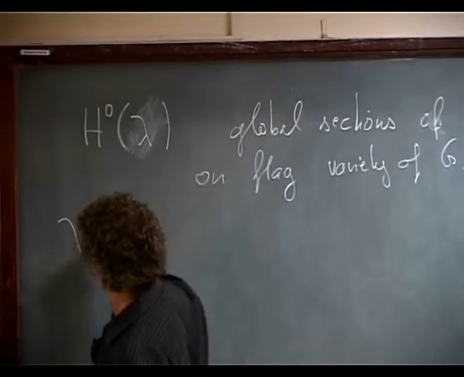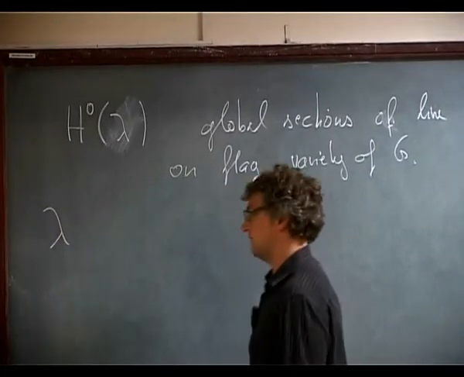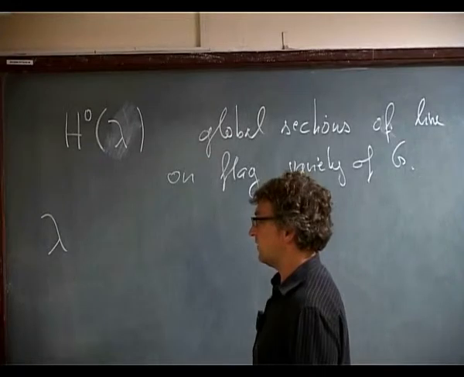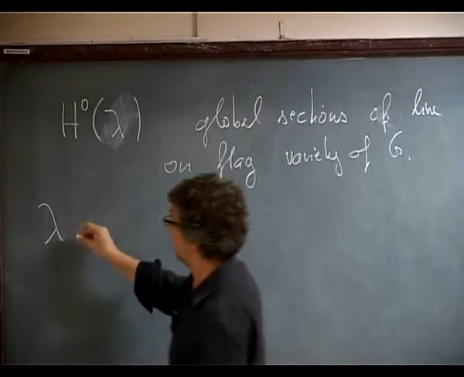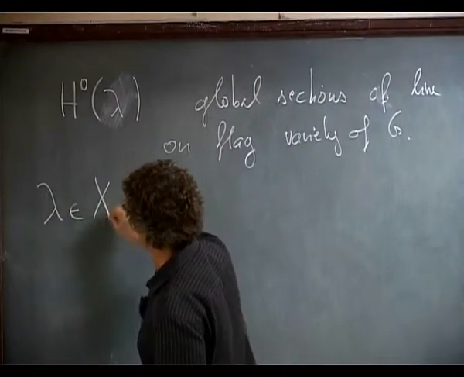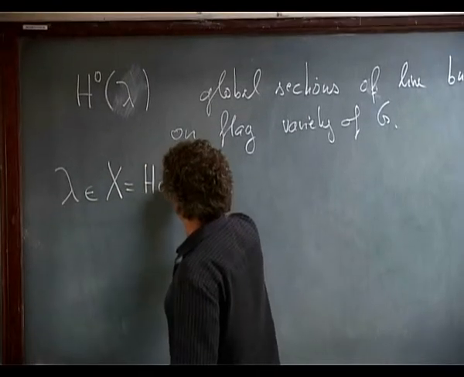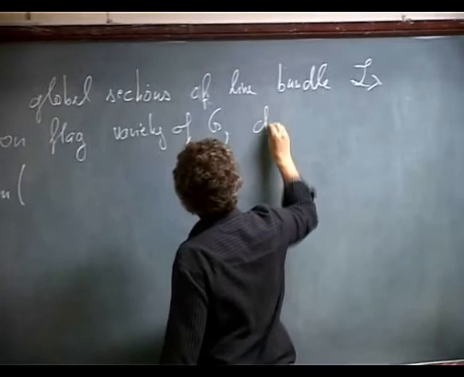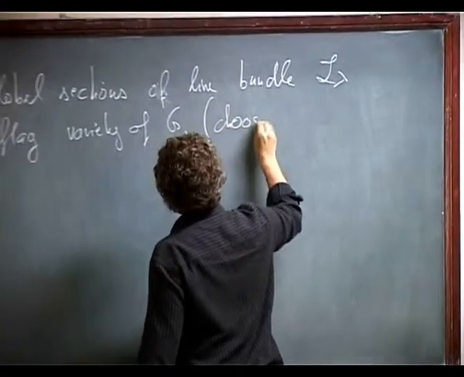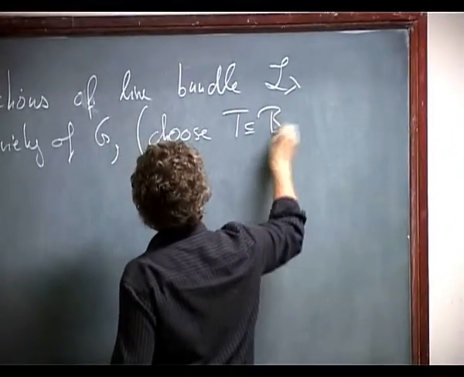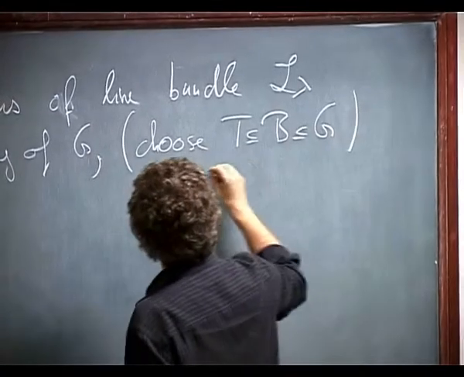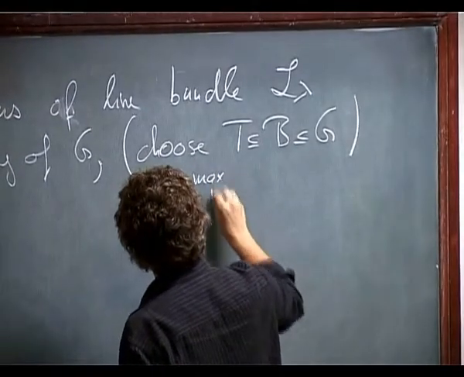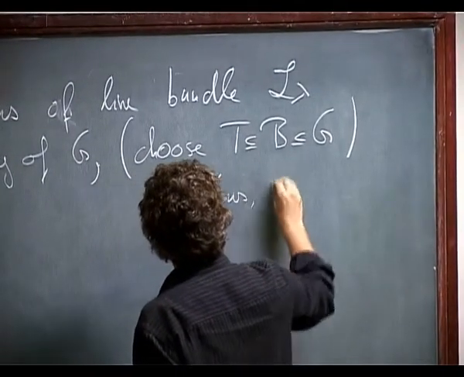So here lambda is a character of a Borel subgroup, or it's considered as the characters of a maximal torus. So in order to define this, we choose a torus inside the Borel subgroup inside G, a maximal torus, and a Borel subgroup.